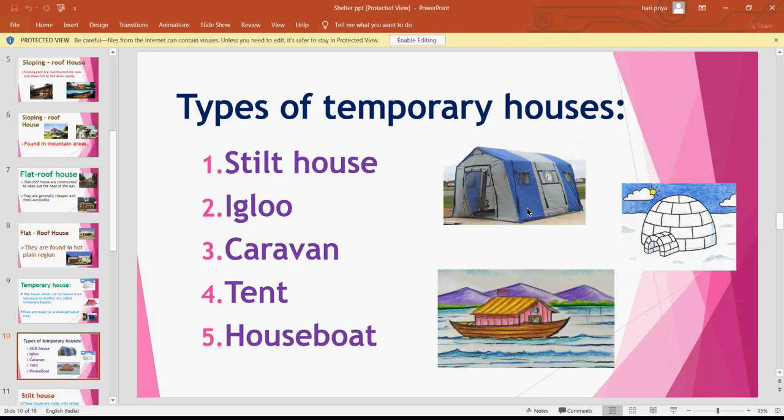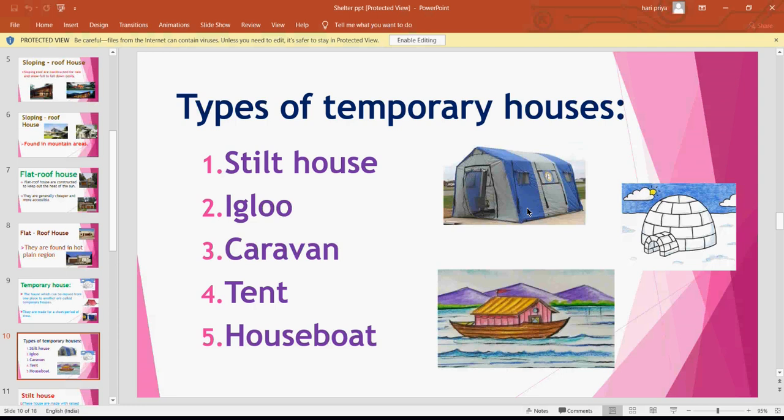Yes. And the third one is caravan. And the fourth type of temporary house is tent. I think this is also very familiar to you. It's tent. Yeah. And the fifth type of temporary house is houseboat. As Punish already told me, it's houseboat. Yes, it's also coming under temporary houses. So today we are going to see 5 different types of temporary houses. Come on, read with me. The first one, split house, igloo, caravan, tent, and houseboat.